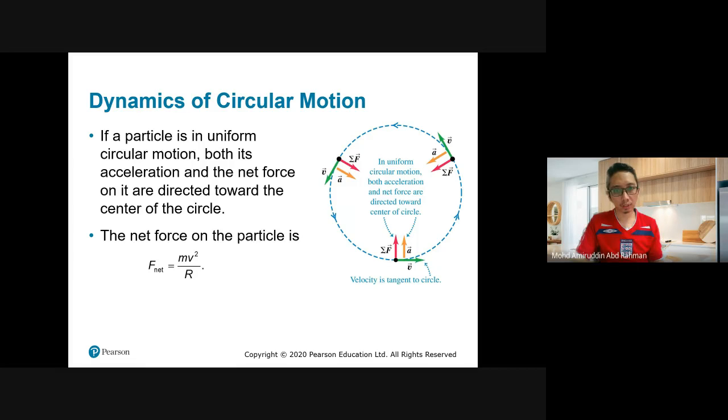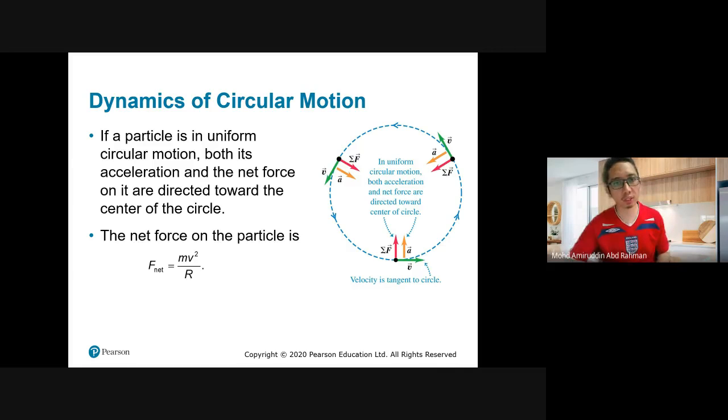Now let's consider the dynamics of circular motion. We have already considered the movement in the vertical direction, which we treat as free fall, and the horizontal direction, where we consider the movement of the object with the frictional force. Now we consider circular motion.